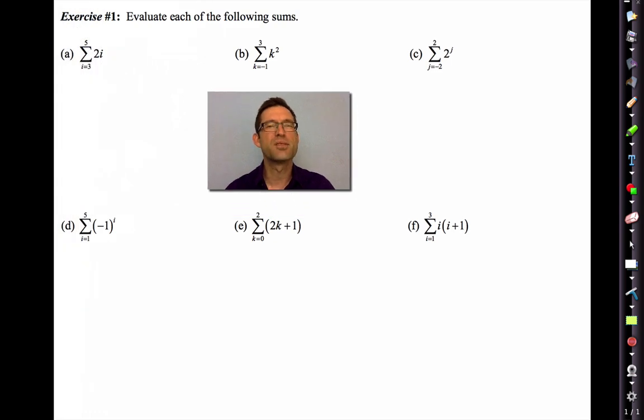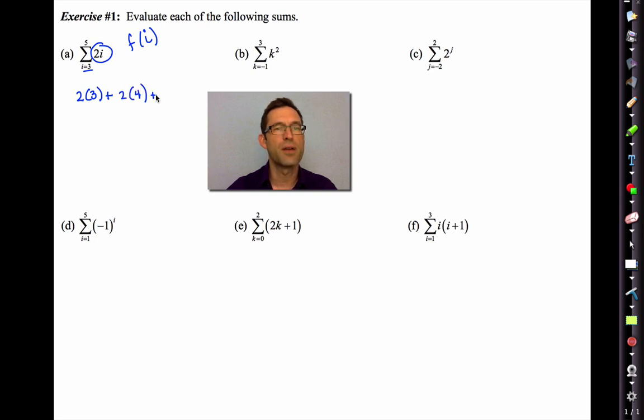All right, it says evaluate each of the following sums. So let's look at this. This is just our function. And yeah, it's a function of the variable i, but that's okay. Now what sigma notation says is i starts at 3. So I'm going to do 2 times 3. And then I'm going to do plus. Then I'm going to move that up by 1. And I'm going to do 2 times 4.